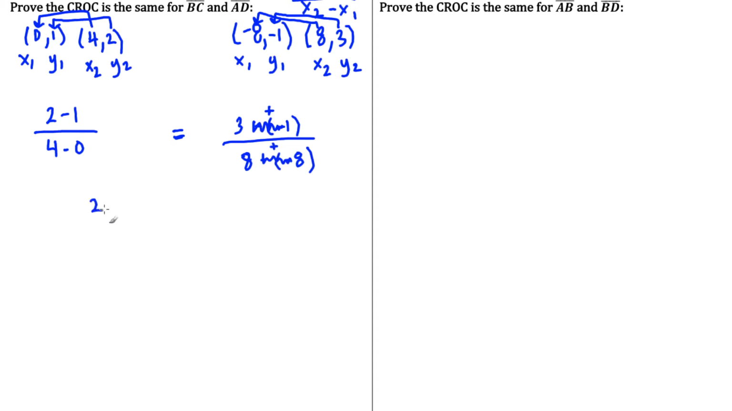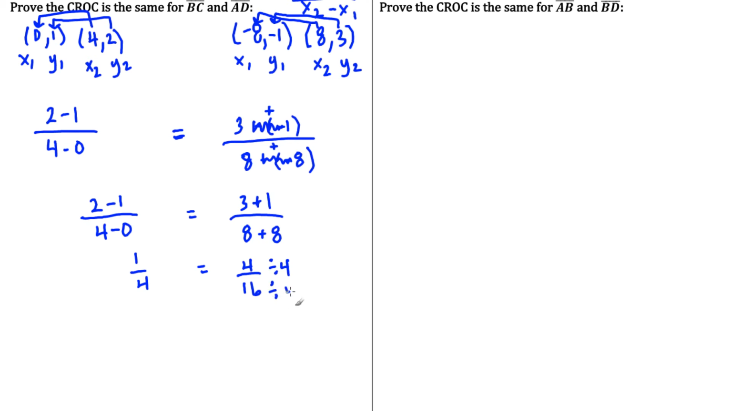So 2 minus 1 over 4 minus 0 should be equivalent to 3 plus 1 over 8 plus 8. 2 minus 1 is 1. 4 minus 0 is 4. Easy enough. 3 plus 1 is 4. 8 plus 8 is 16. Now these don't look the same, but remember you can reduce the fraction on the right side. So 1/4 equals 1/4.